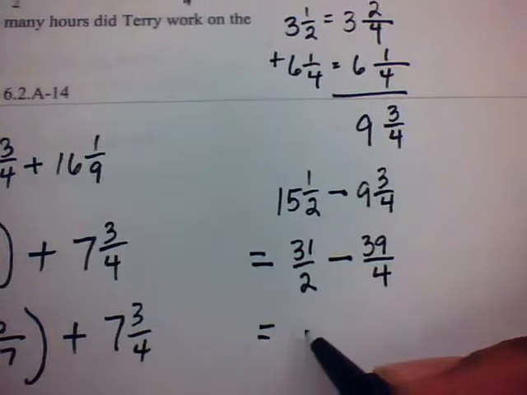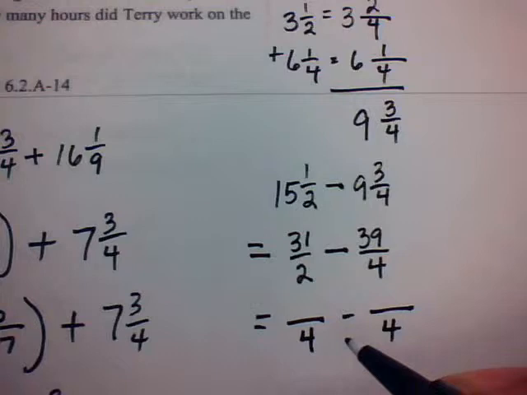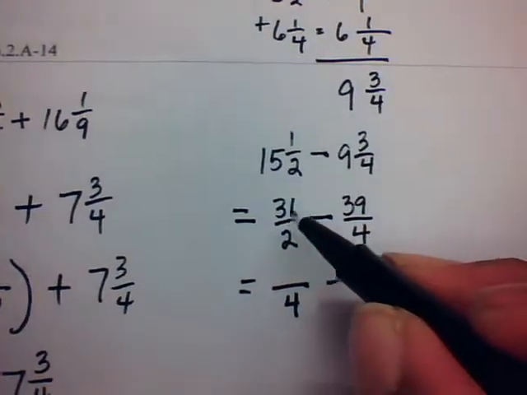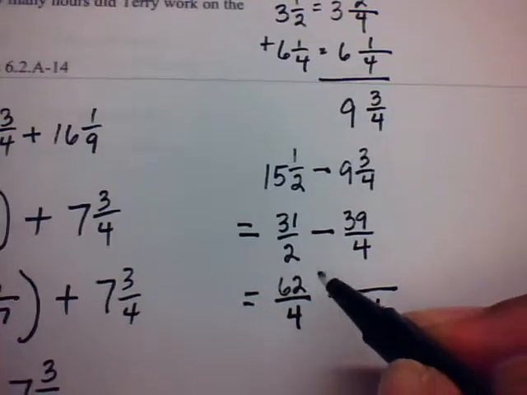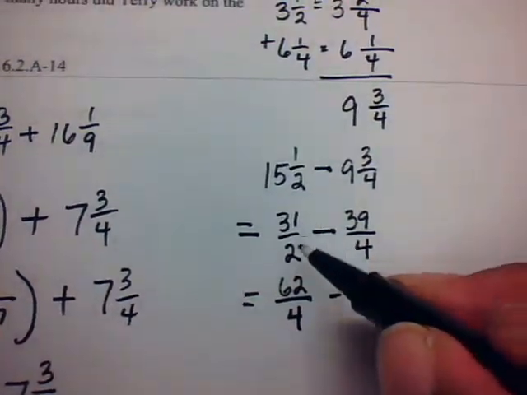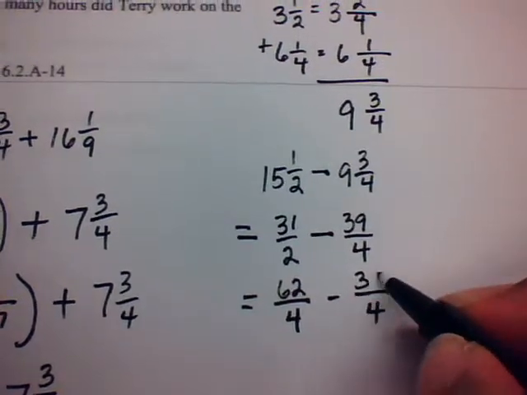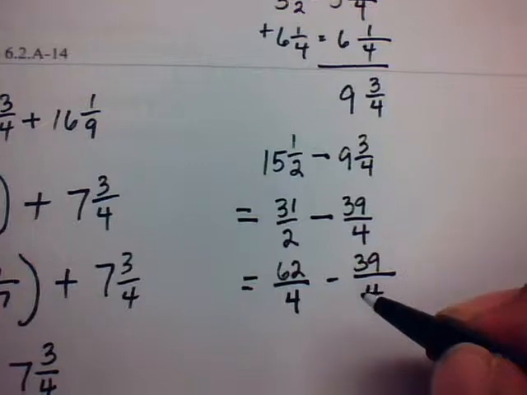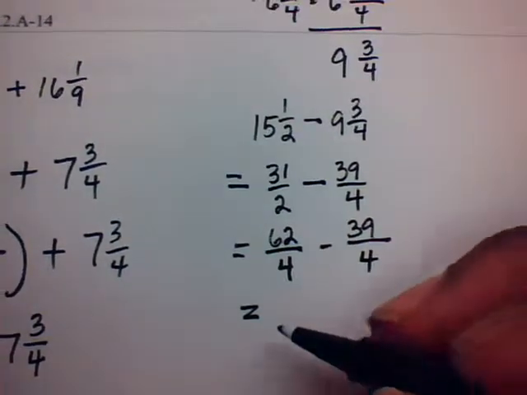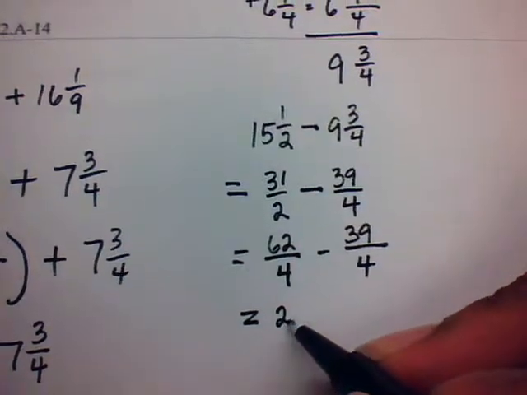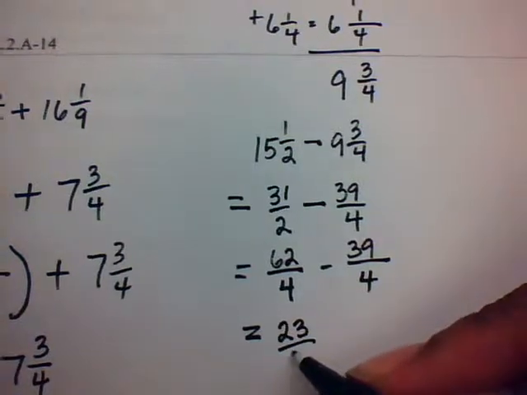And then from there, find the common denominator for 2 and 4, which is, of course, 4. Now, the equivalent fraction for 31 over 2 with a denominator of 4 will have to be 62 over 4. I have to multiply the numerator and the denominator by 2. And, of course, I can bring down that 39 because 4 is your common denominator, and it's the same. So subtract 39 from 62, you're going to get 23 over 4.